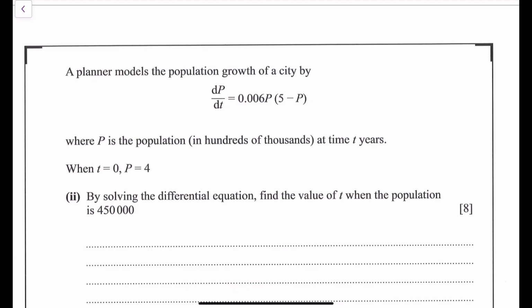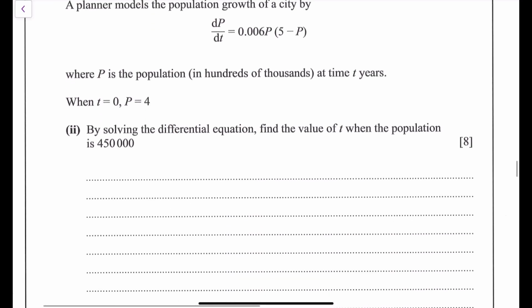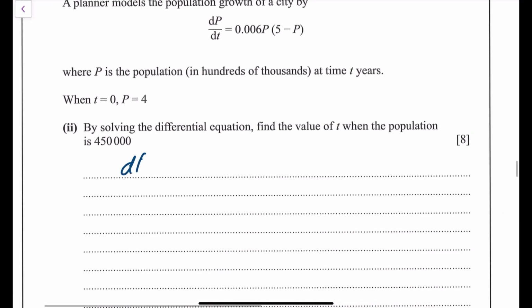And it says when t is equal to 0, so that's initially, the initial population is P equal to 4, so that's 400,000. By solving the differential equation, find the value of t when the population is 450,000. Okay, let's look at our differential equation which they gave to us.